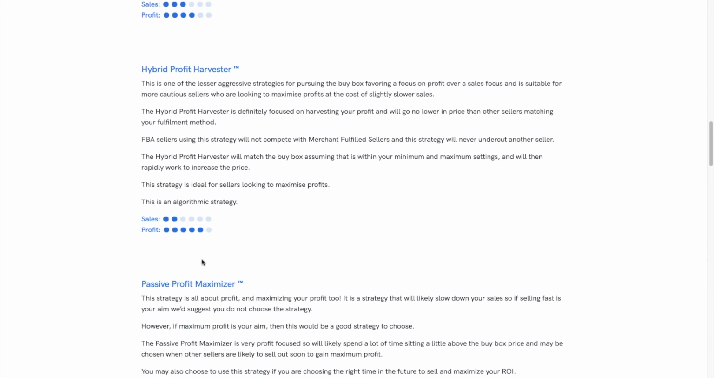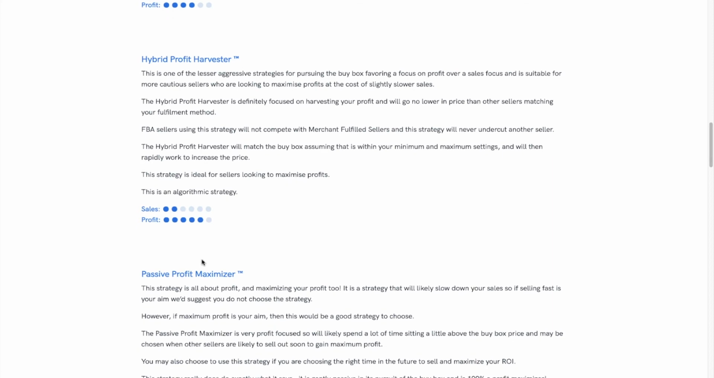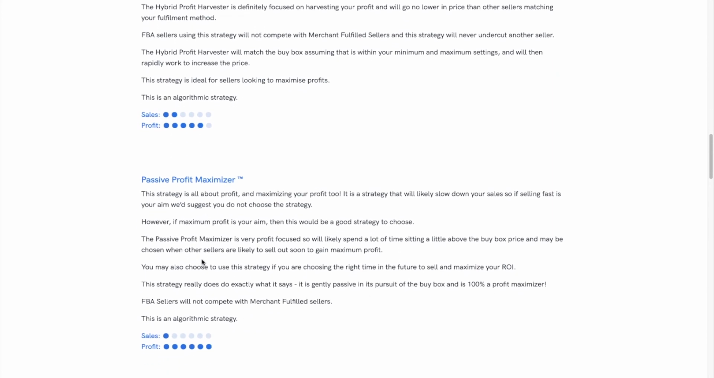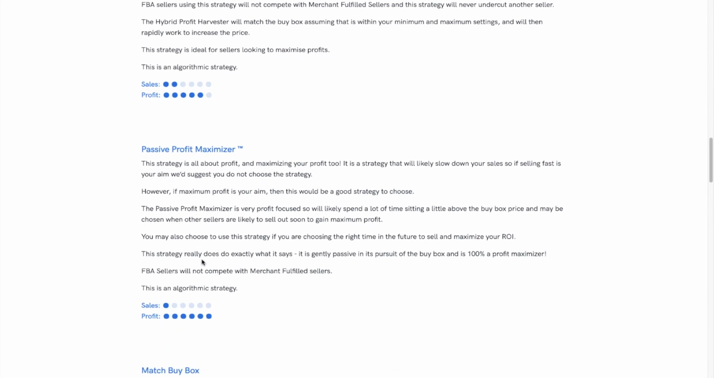Hybrid profit harvester is a great one to use if you've got only one item for sale, for instance, and you know it's worth good money, and you know that the price has dropped on Amazon recently, but it's going to be going back up because it always has, and there's a trend for that happening, and you're happy to wait for your profit, then you want to use the hybrid profit harvester. And then the massive profit maximizer is the one that really does focus on profit.